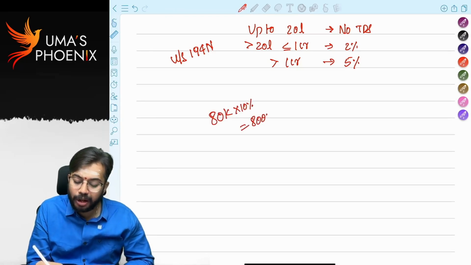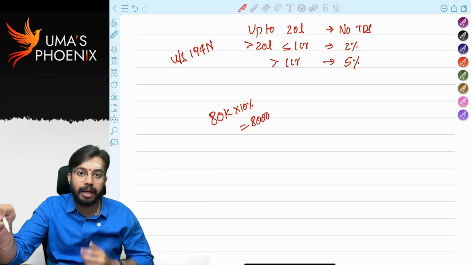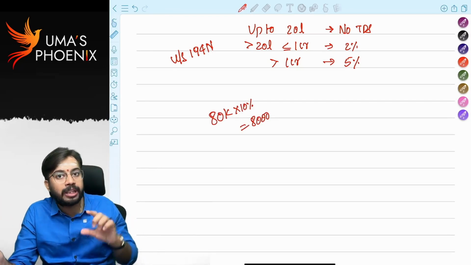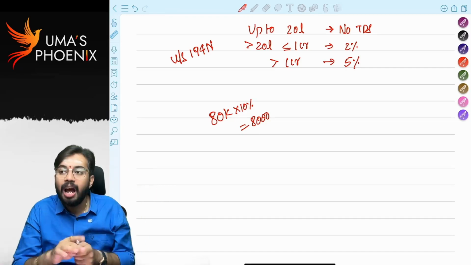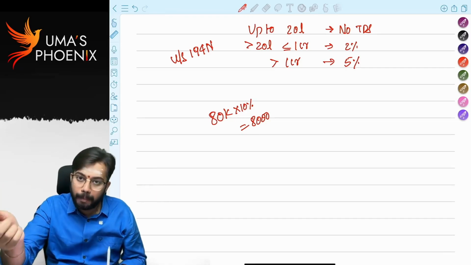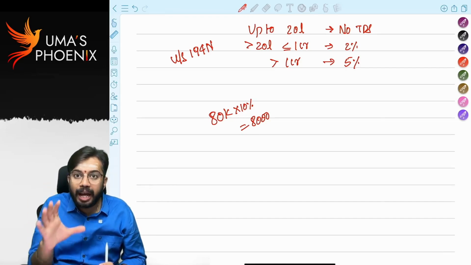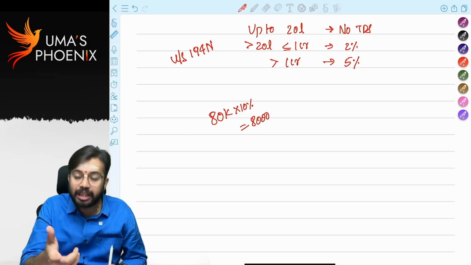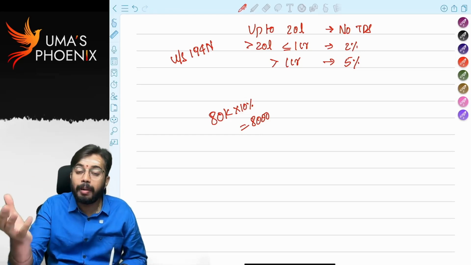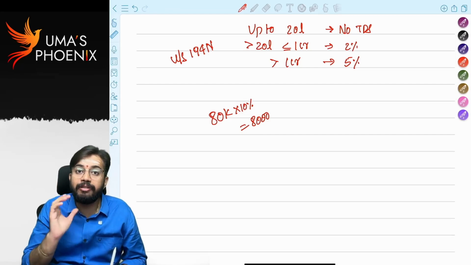8,000 rupees. Who is payer? My client is payer. I am payee. I will deposit 8,000 rupees to income tax department. I will download the challan and I will give this challan to my client. That means payee should release the benefit. Payee should release the perquisite only after tax payment challan is received from payer.